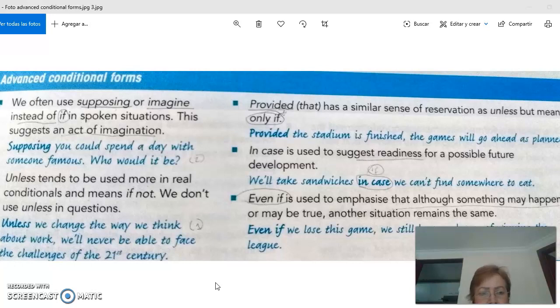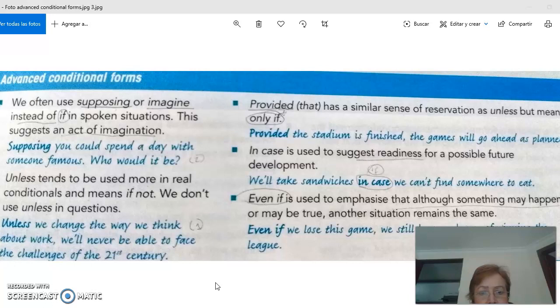Okay. What I'm going to do is explain to you some advanced conditional forms. Remember that one of the grammar topics for this term is the use of all the conditional forms. That is what we have been doing. But it's necessary for you to know and start using some advanced conditional forms that exist in English with regards to the conditional forms. So let's see.